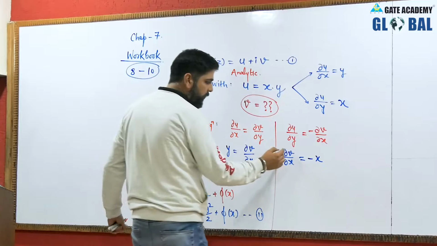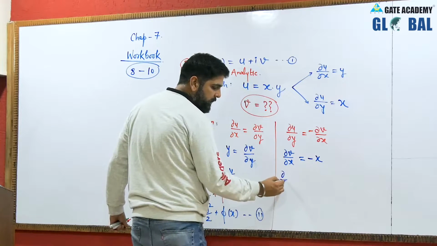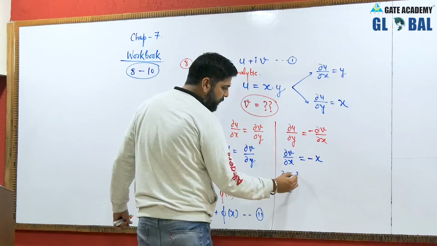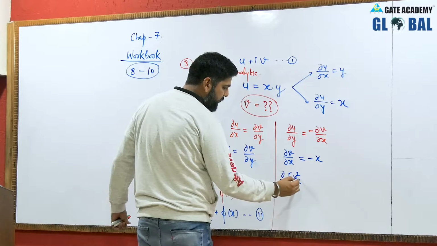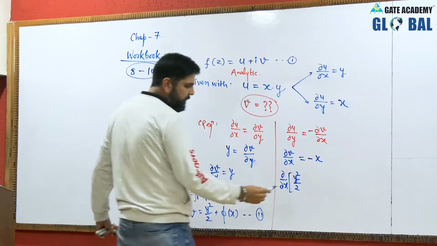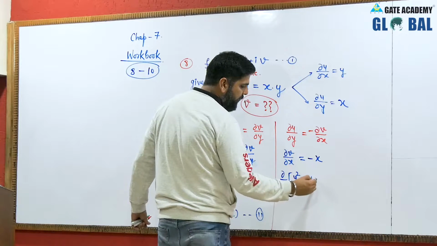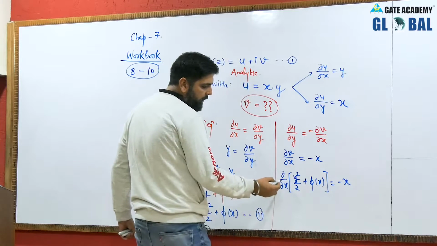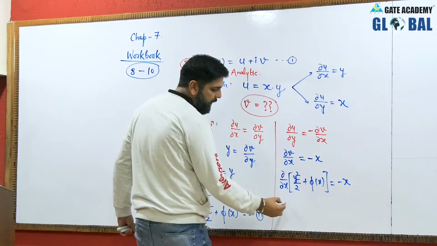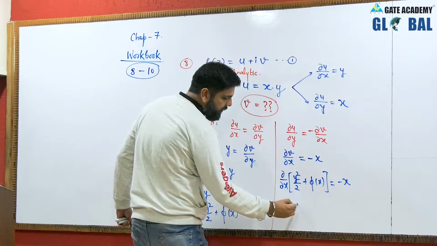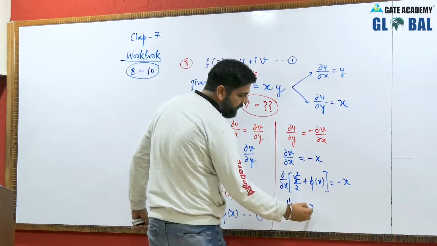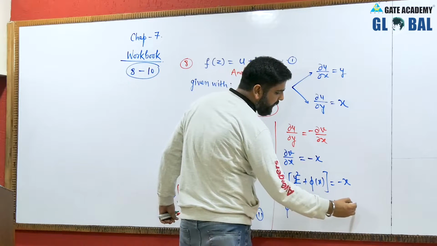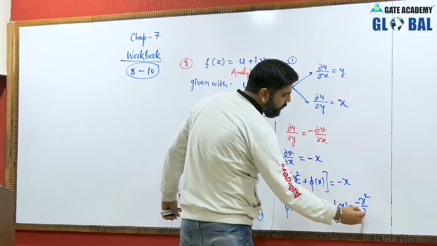So I am putting the value of v here. So this is del by del x, and the value of v is nothing but y square by 2 plus phi x. So this is what we are having, phi dash x, and this is equal to minus x. Now I am differentiating with respect to x, and phi dash x is nothing but minus x. So you can say the value of phi x by integrating is x square by 2.